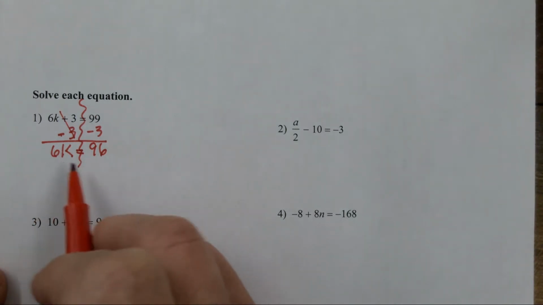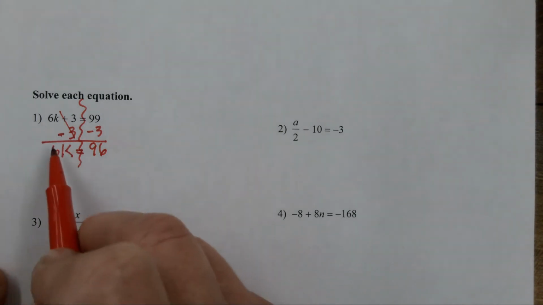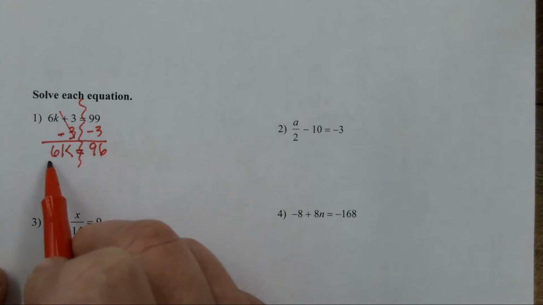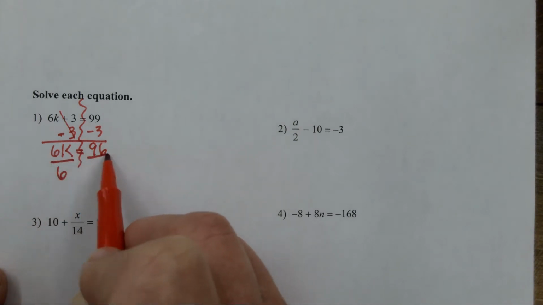And then I'm exactly where I was yesterday when we were doing one-step equations. I have to figure out what I'm going to multiply by 6 to get 96. So to undo that, I'll divide.